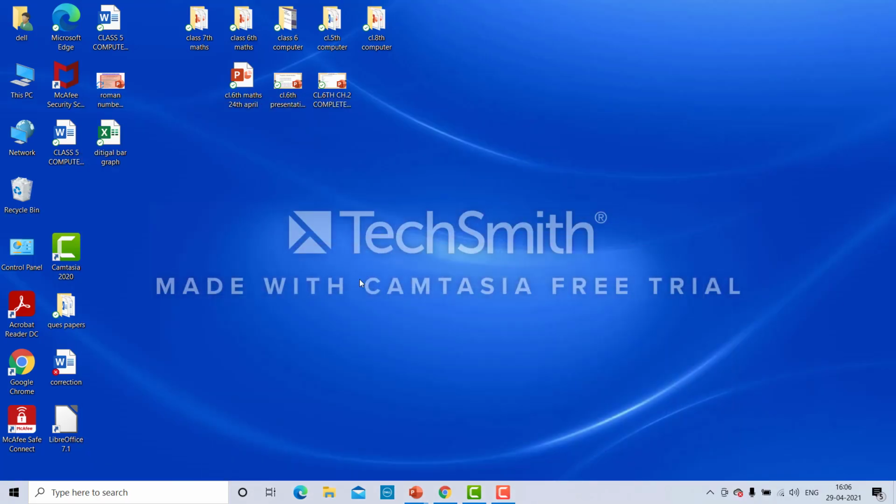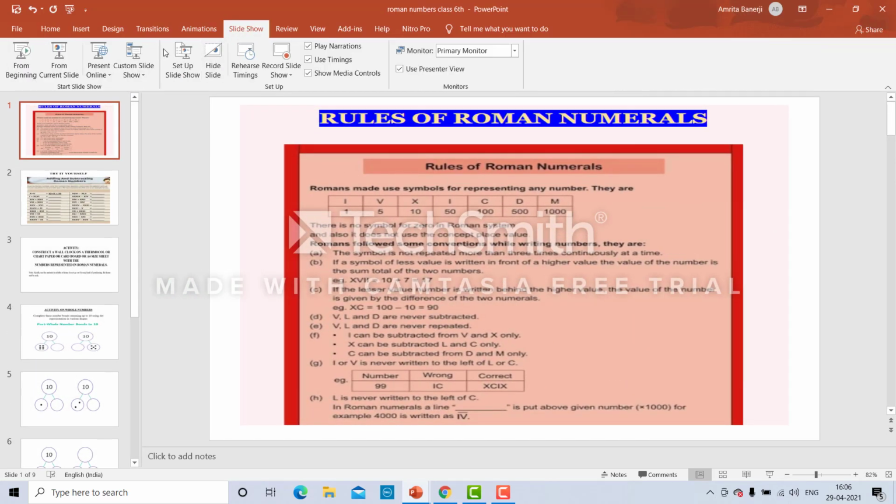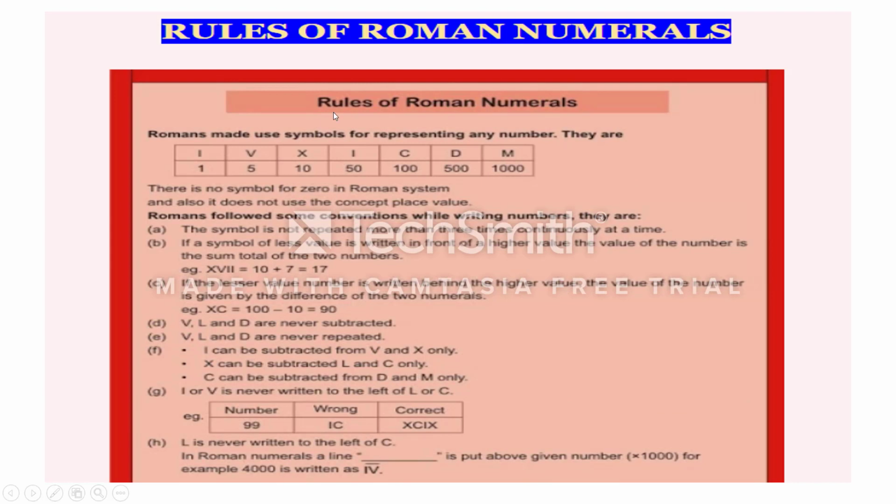Now the next thing that we will be discussing, children, is a topic that is the Roman numbers. This is not in your exercise part, but it is after your exercise 1.3. This is a very small part, and it is one of the important parts, and we will be discussing it.